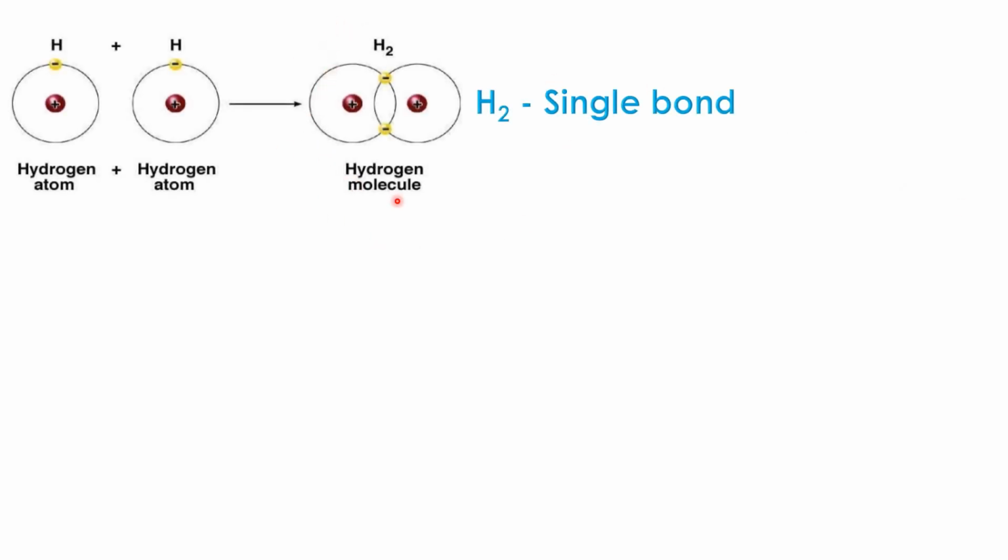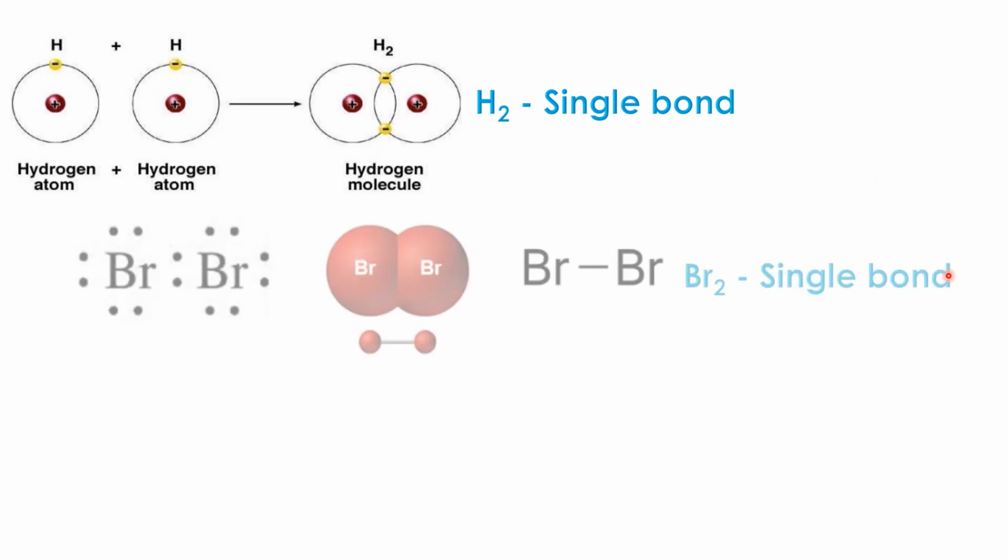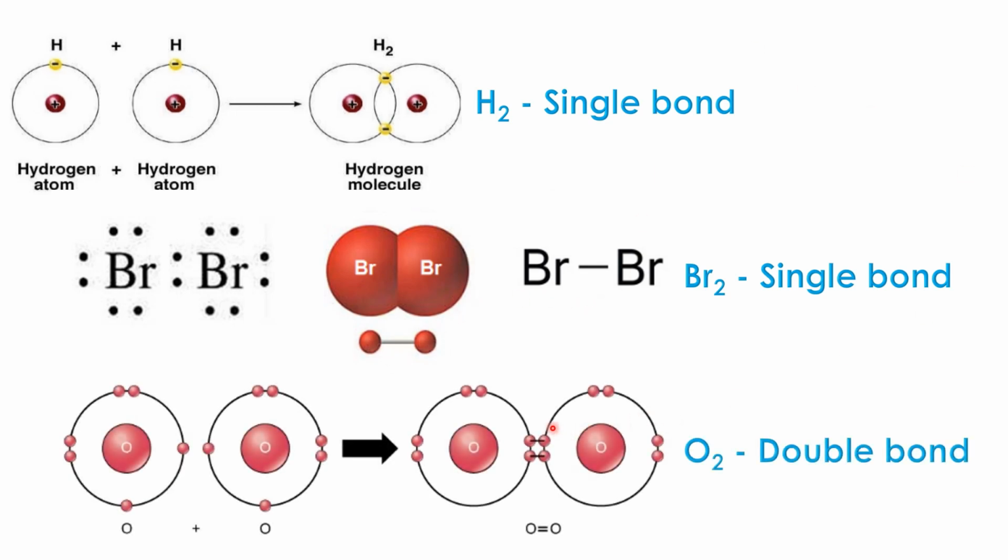Hydrogen gas is formed by the bond between atoms, which is connected by a single bond through its valence electrons. On the other hand, bromine has 7 valence electrons, so when it binds with another bromine atom, a single bond is formed to achieve octet. Lastly, oxygen gas is formed through a double bond formed from the 6 valence electrons.